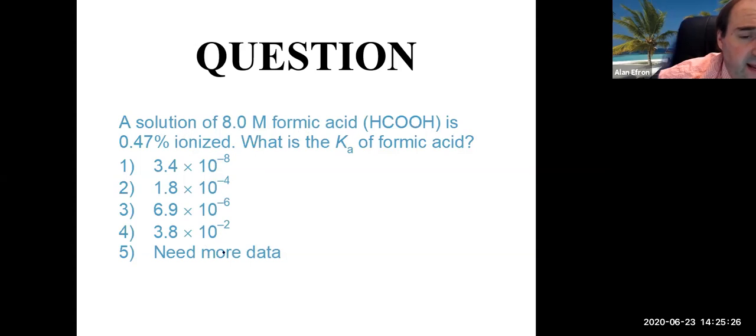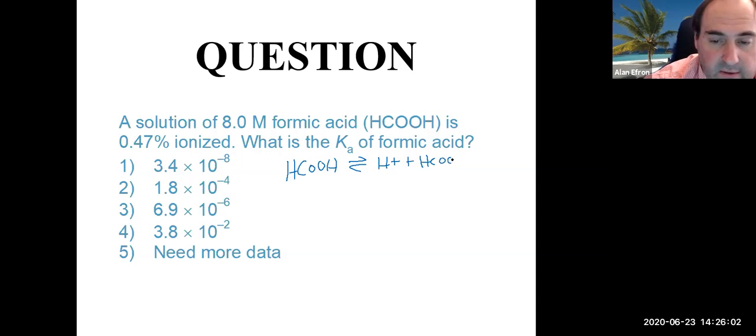A solution of 8 molar formic acid is 0.47% ionized. In this case, we're actually going to be looking for the Ka value. So you can approach this very much like a regular problem, except that obviously you don't have a Ka value, but you can still work on it that way. So if we take our formic acid here, which obviously is a weak acid because we're looking for a Ka value, it will break apart into H plus and HCOO minus.